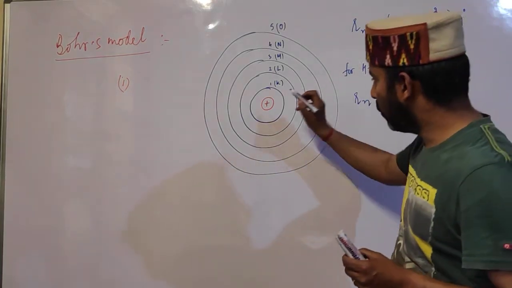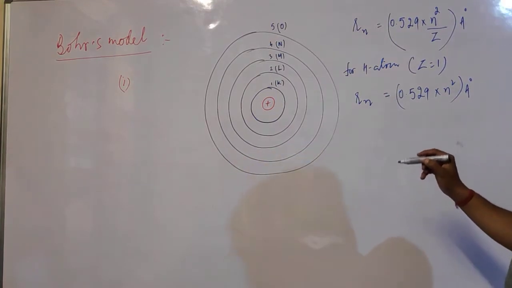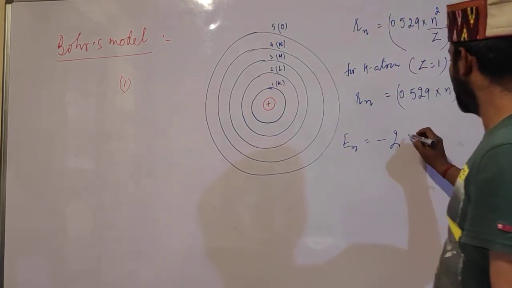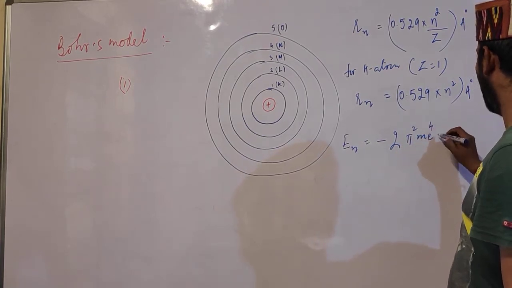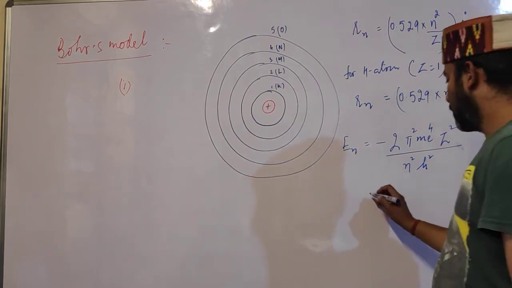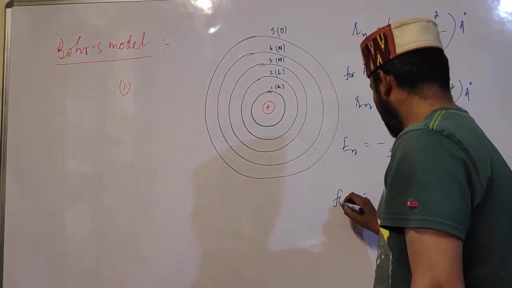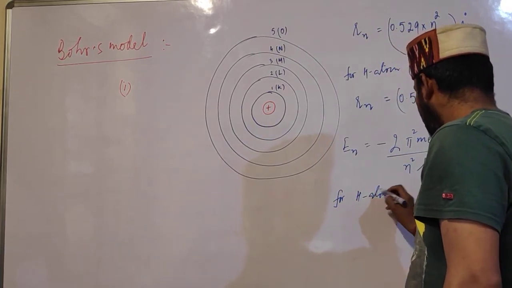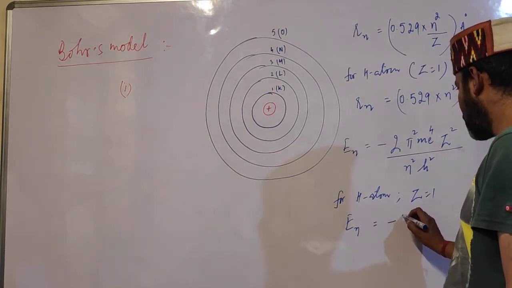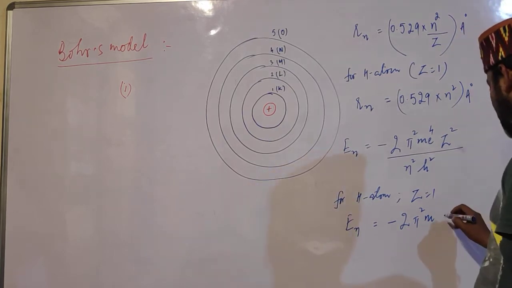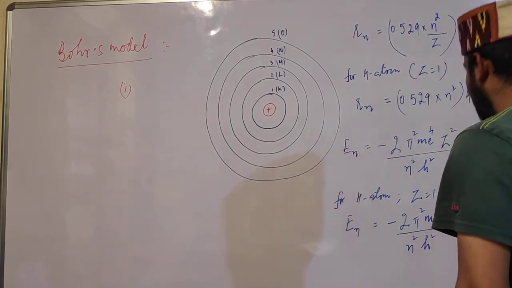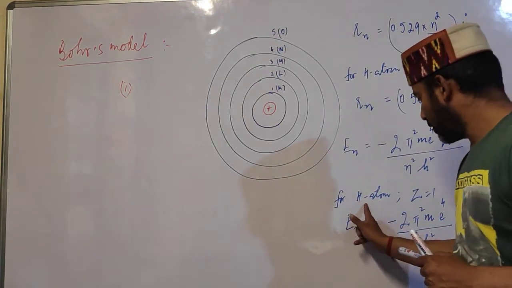Now also the energy of these orbits is fixed or definite, and the energy of an orbit is given by the expression minus 2π² m e⁴ Z² upon n² h². Now for hydrogen atom, Z we take as 1, so the energy of the nth orbit will be minus 2π² times mass of electron times charge on electron raised to power 4, Z is 1 so 1 square is 1, upon n² h². So this is the general expression for energy of the nth orbit of hydrogen atom.